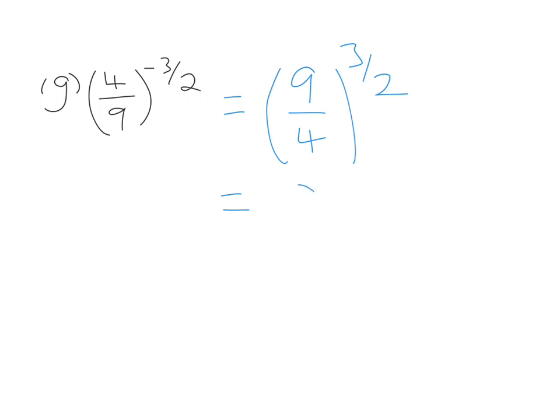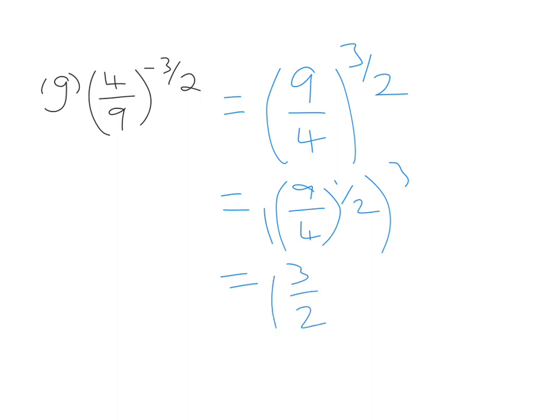So then that's 9 over 4 to the power of a half, all cubed. So we've got 3 over 2, all cubed. So that's 27 over 8.